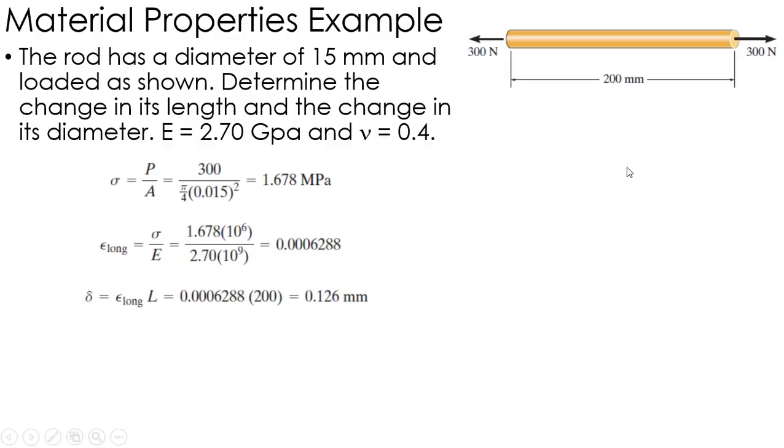Now that I have that, I can easily find the change in length by just multiplying that strain times the original length of 200 millimeters. So I take the strain, multiply it by 200, and I find that the change in length is 0.126 millimeters. So find the stress, and then using Young's modulus, find the strain, and then just multiply times the length to find the change in length.